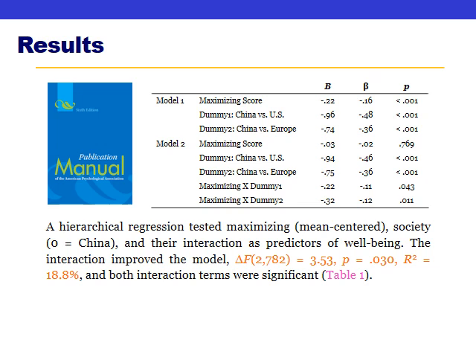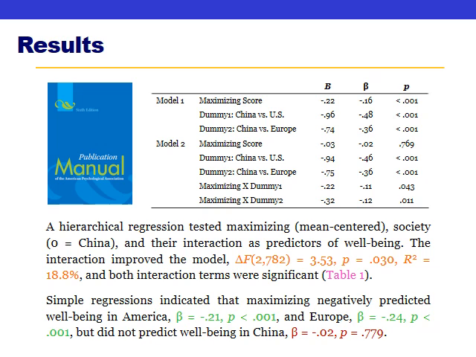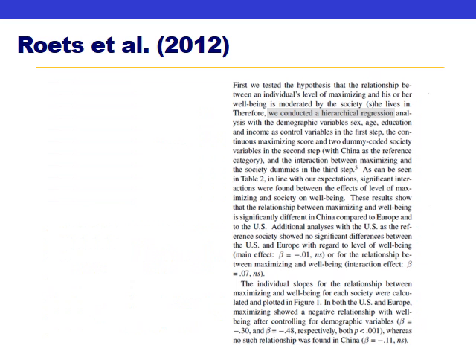So since both of those interaction terms were significant, we went and we split the file and we ran simple regressions. And what they found is that those 2 variables, maximizing and well-being, were related in America and Europe, but were not related in China. So again, that's where our interaction is coming from. That relationship was dependent on what society a person lives in. And as it turns out, that's exactly what they found in the study that this example is based on.